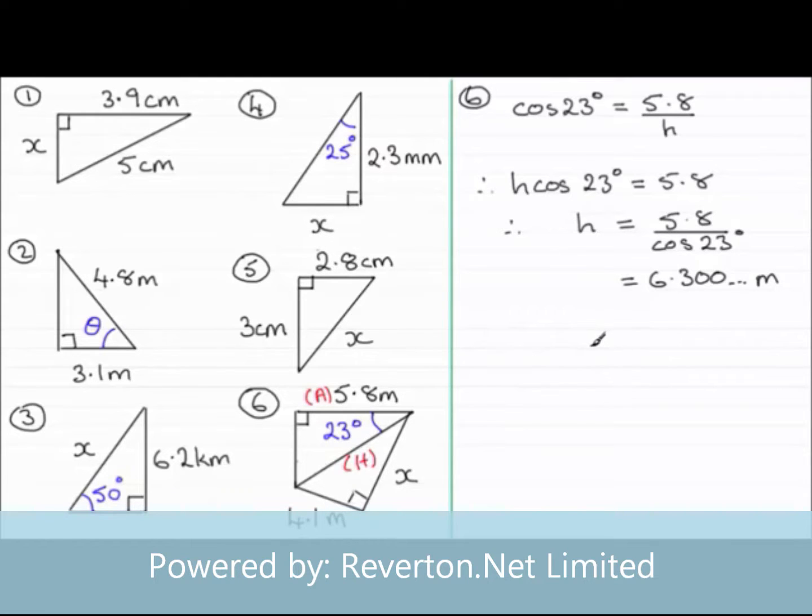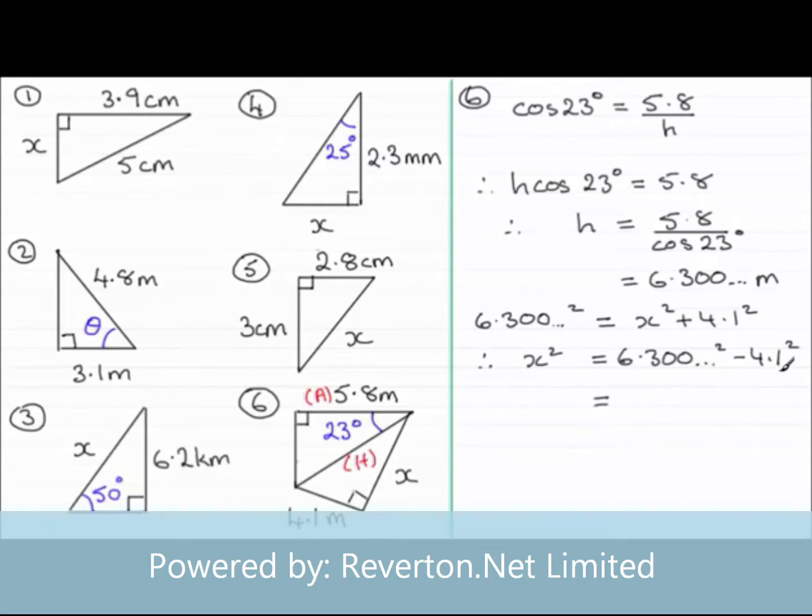So in that case, I've got that the hypotenuse squared, so that's going to be 6.300 and so on squared, is going to equal the sum of the squares of the other two sides. So that's x squared plus 4.1 squared. So rearranging this for x squared, if I take off 4.1 squared from both sides, we've got 6.300 and so on, all squared minus 4.1 squared.